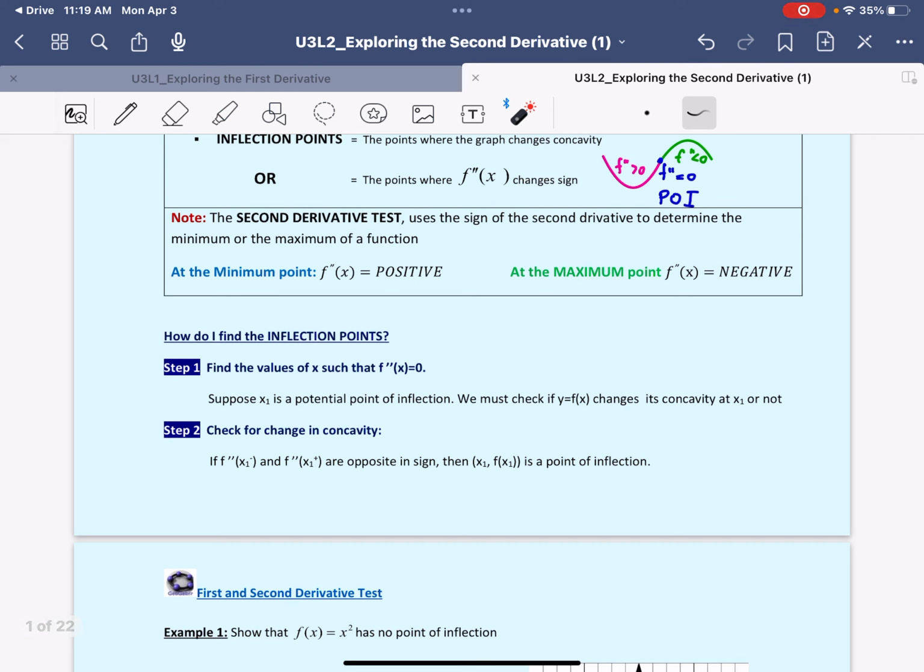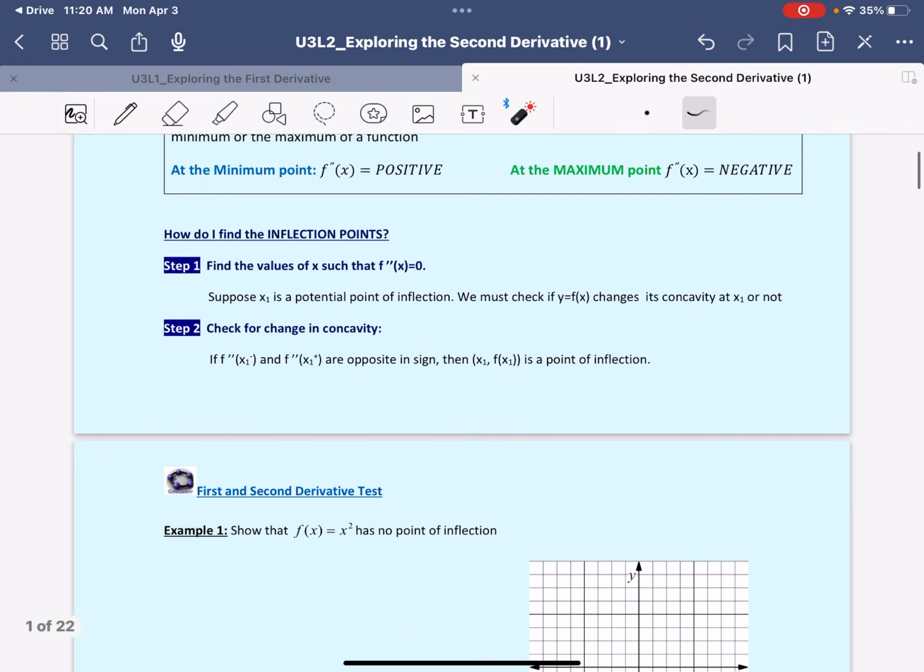So to find the inflection points, we set the second derivative equal to 0, and then we check for change in concavity. On some occasions, we may have the second derivative equal to 0, but the concavity will not change. And if the concavity is not changing sign, it means that the inflection point doesn't exist, even if the second derivative is equal to 0.